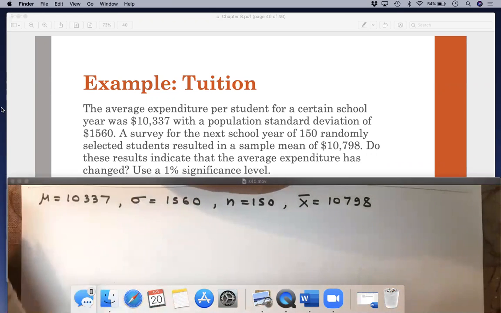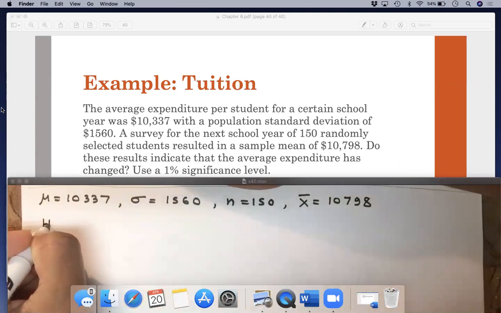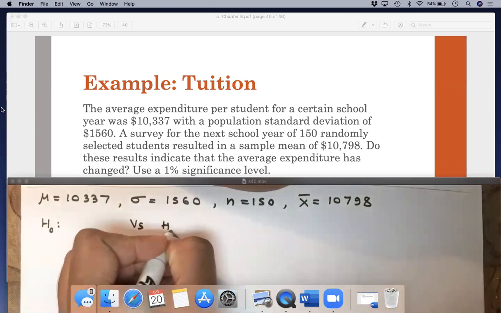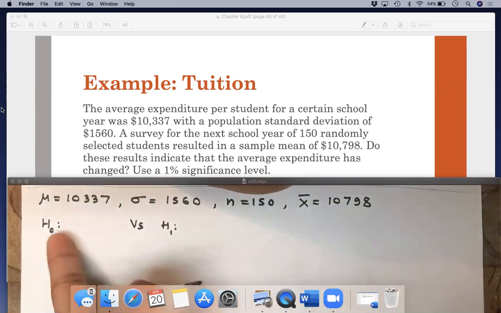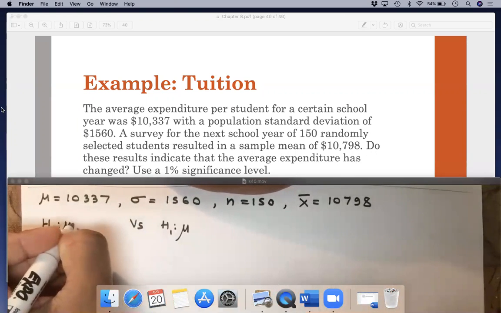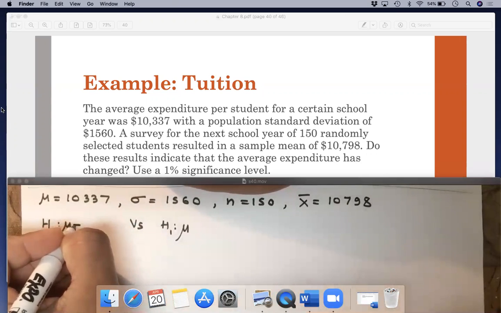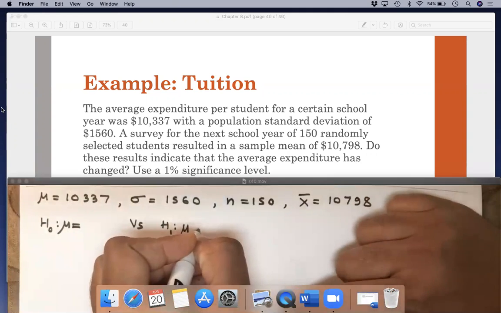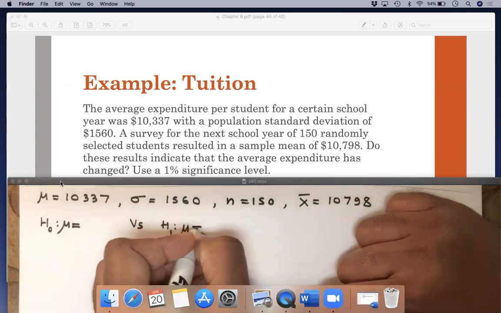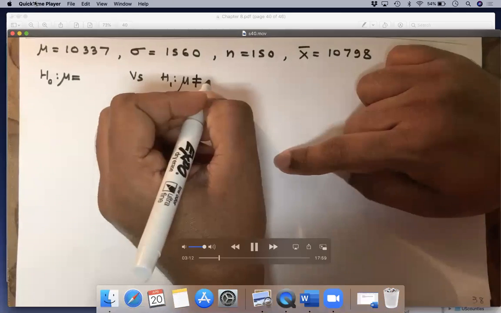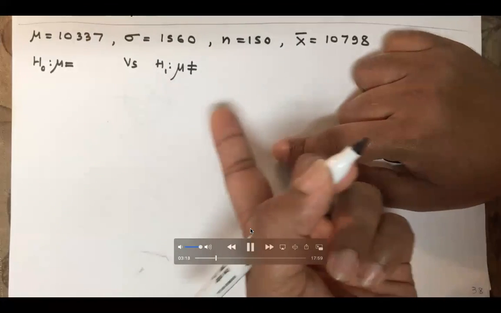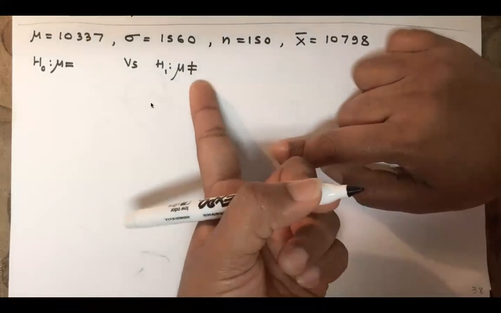First, you have to write your hypothesis. We have the null hypothesis versus the alternative hypothesis. In this question, it's about the average, the mean, so definitely the population parameter is mu. The equal mark always goes with the null hypothesis. Here, according to the claim, it should be not equal. Why? Because it asks whether the average expenditure has changed, so it can be increasing or decreasing. So we have to write the not equal mark.